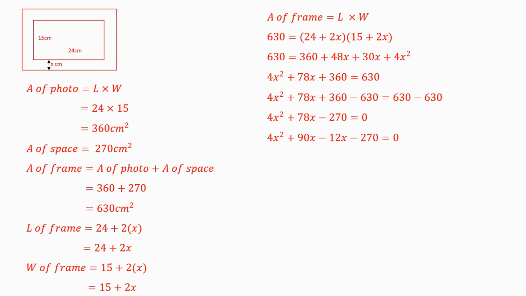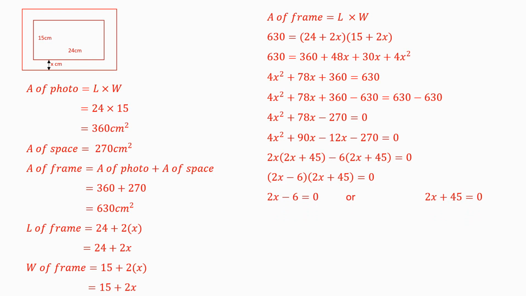We factor out the common factors among the first two terms. We have 2x into 2x plus 45, and the common factor between negative 12x and negative 270 is negative 6. So negative 6 into 2x plus 45 is equal to 0. Therefore, 2x minus 6 into 2x plus 45 is equal to 0. This means that 2x minus 6 is equal to 0, or 2x plus 45 is equal to 0.